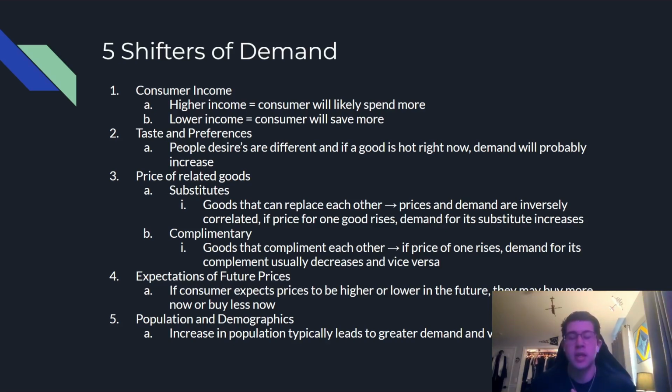Now, number four is expectation of future prices, similar to suppliers. If consumers expect price to be higher or lower in the future, they might buy more or less currently. So, for example, if there's a sale in the future, they may buy less now and wait to buy in the future. And the final one is population or demographics. An increase in population will probably lead to greater demand, and a decrease in population will probably lead to less demand. All these concepts are pretty self-explanatory as long as you just take time and actually think about it in a logical way.